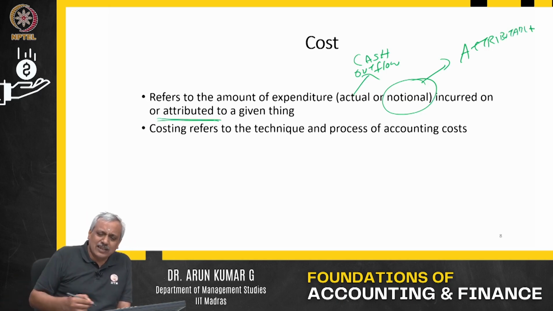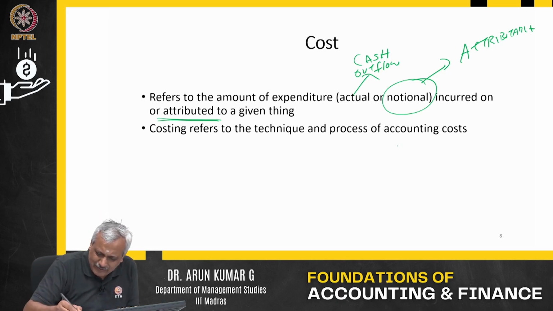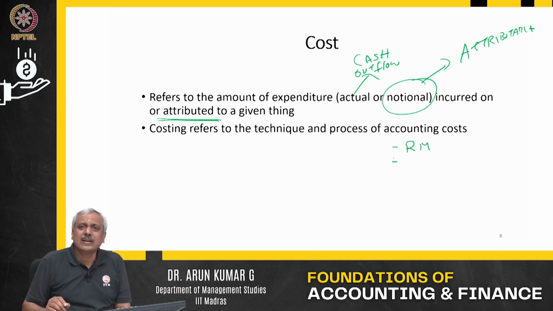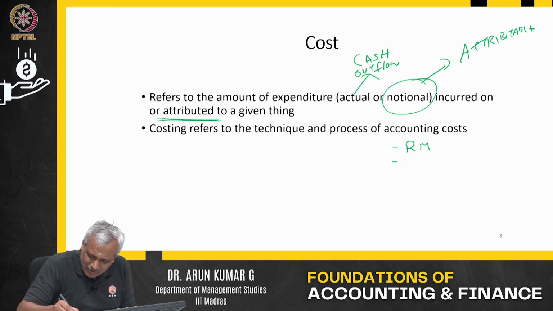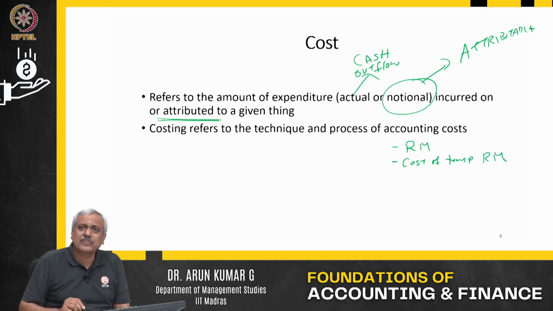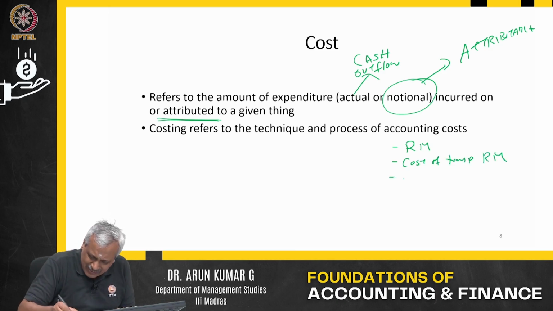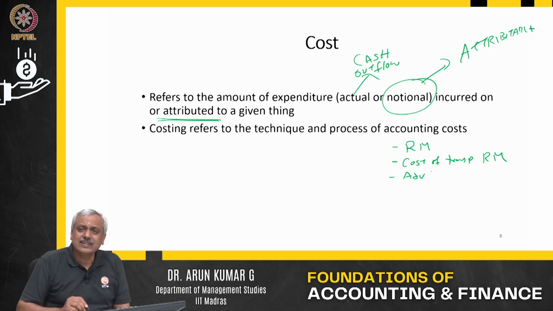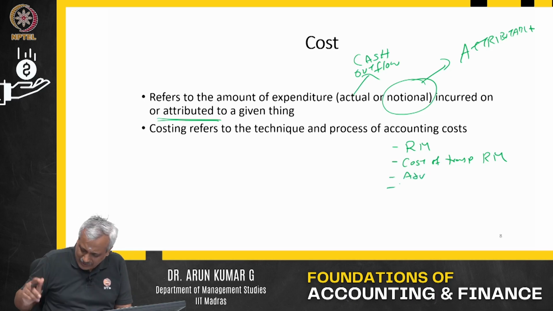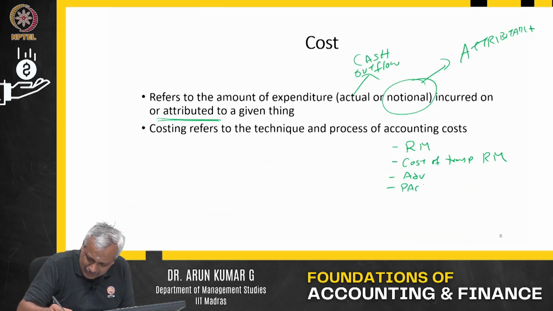Now, how do I do that? I will go back and work on the cost. When I manufactured the tie, somebody said raw material, yes. Somebody said cost of purchase, cost of transportation of raw material, yes. Somebody said advertising cost, yes. What is the other cost we took in the last class? Packaging cost, yes, packaging.